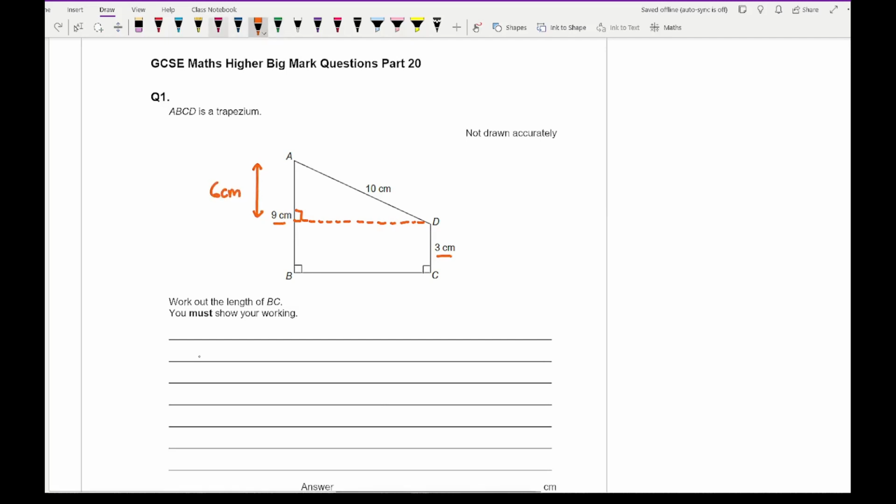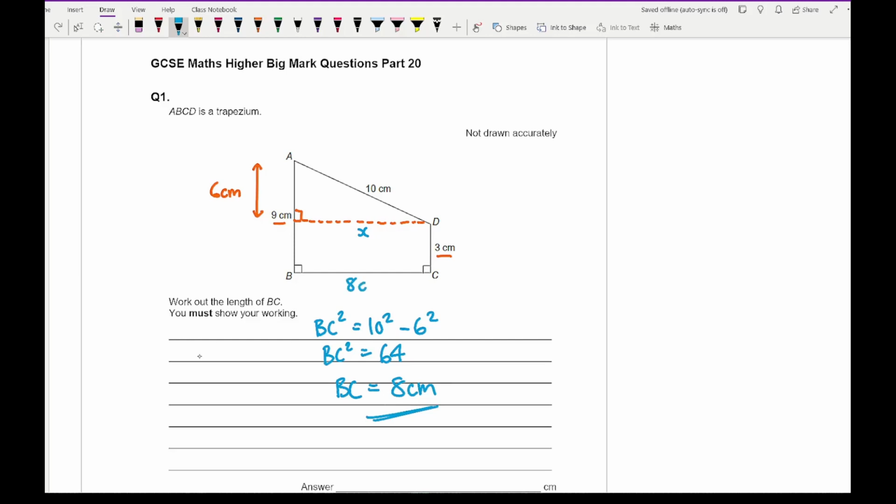And then from this I can work out the length of BC, which I'm just going to call x. So here I've got BC squared equals 10 squared minus the height of that triangle, which is 6 squared. So BC squared equals 64. So BC equals 8 centimeters, and there is my final answer.